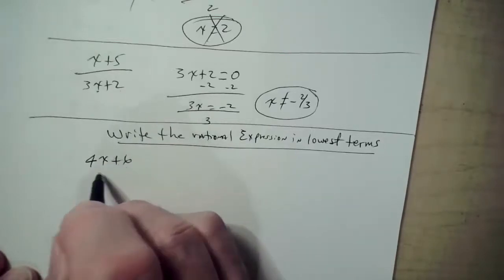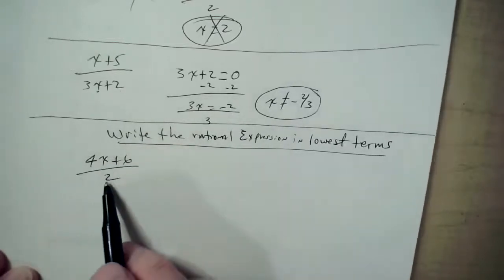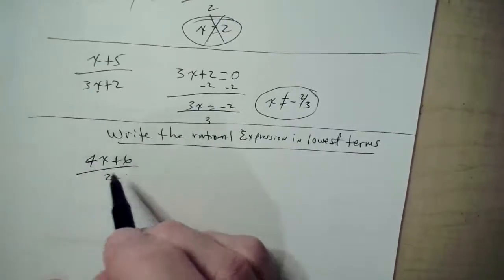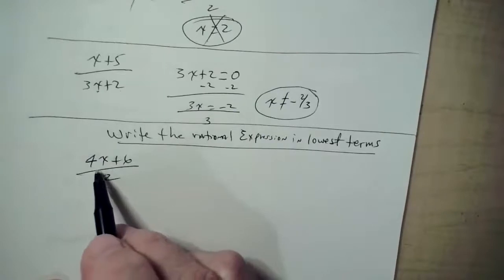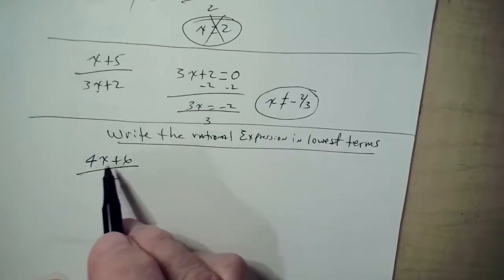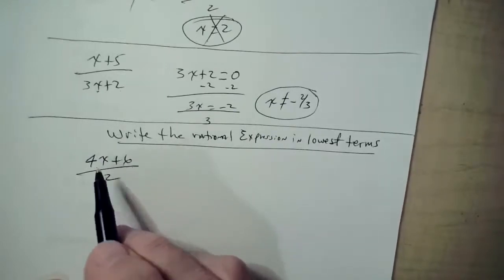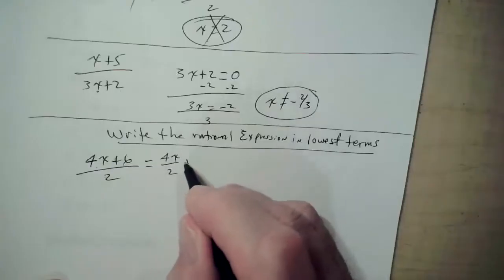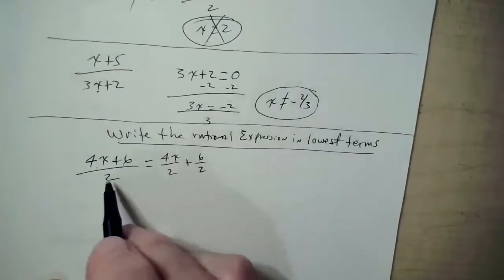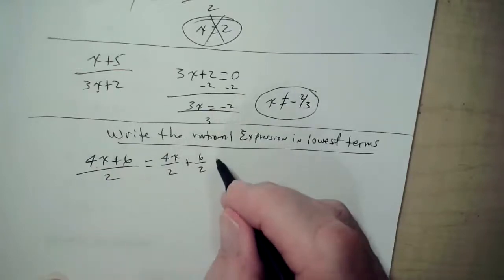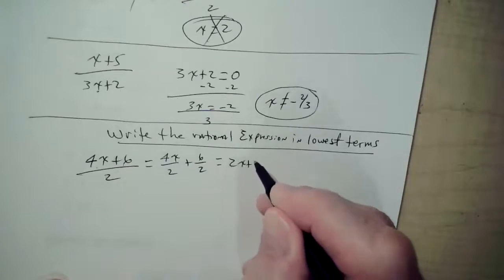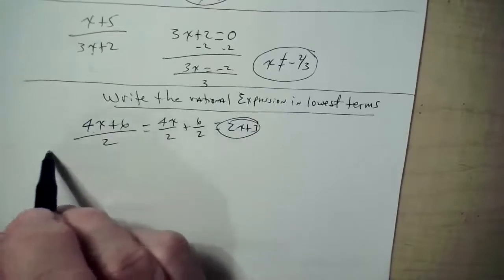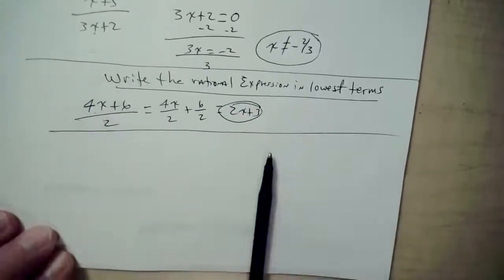Now, what if we had 4x plus 6 over 2? Can we reduce this? Yes. Remember, if these are not in parentheses, we have to divide each one of these terms by 2. So this is 4x divided by 2 plus 6 divided by 2. Have to divide each one of the terms by 2. And we get 2x plus 3. Okay?